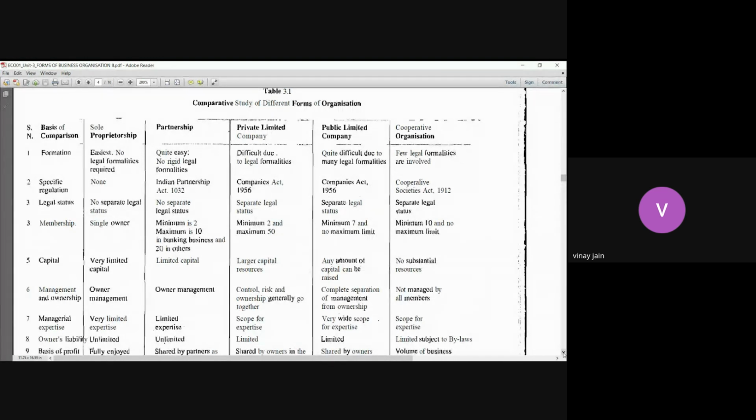Then specific regulation, the second basis. For sole proprietorship, there is none. In partnership, we have the Indian Partnership Act 1932, it is 1932, guys. Under Private Limited Company, the Companies Act 1956. And for Public Limited Company, it is also the Companies Act 1956. But for cooperative organization, guys, we have the Cooperative Societies Act 1912. Some others are also given. You can just have a look.